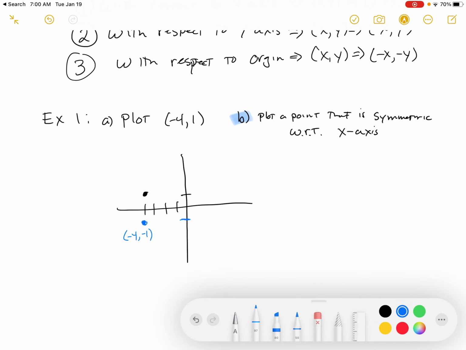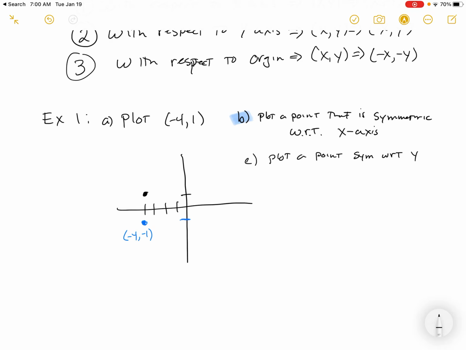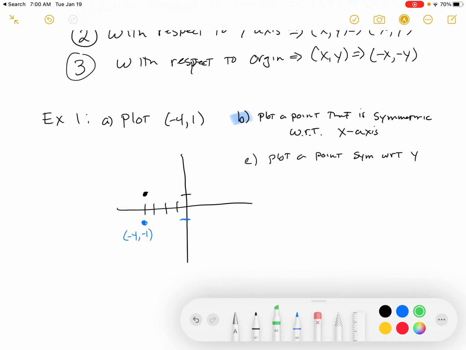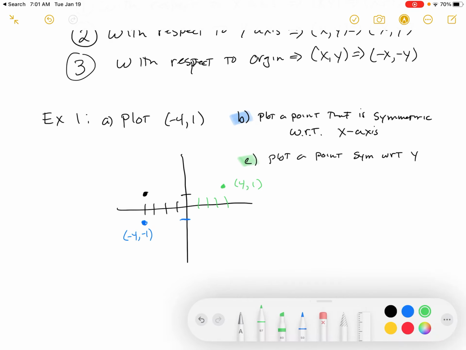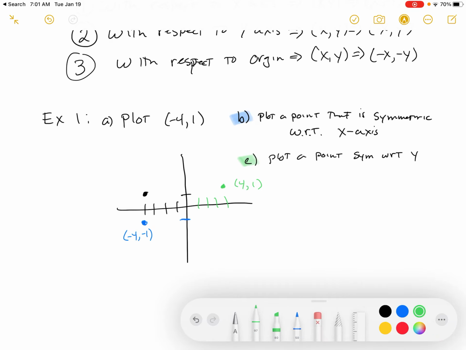C is going to say plot a point symmetric with respect to y. So if I go in here and in green put in that point, well, if it's going to be symmetric with respect to the y-axis, it's going to stay at the same y level, right? Your y is going to stay the same, but it's going to be flipped over that y-axis a perfect distance away, or basically being at 4, 1. And then I think you know what the last one's going to be, the last part of this problem.